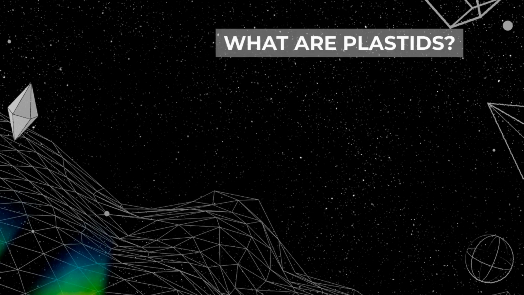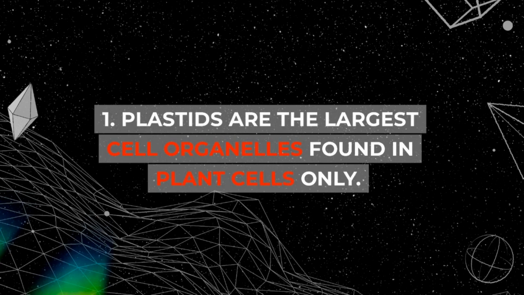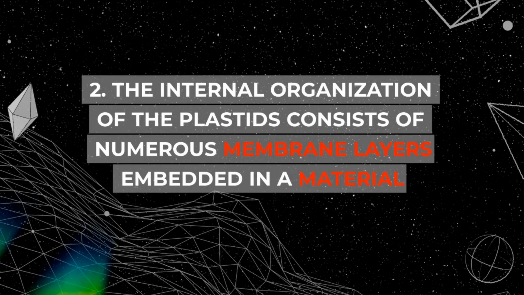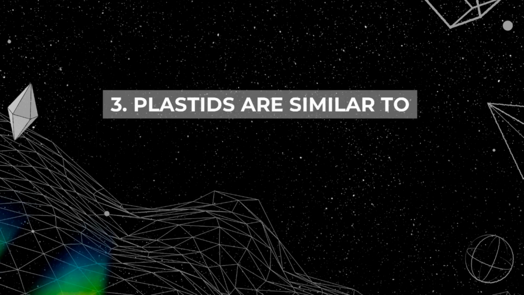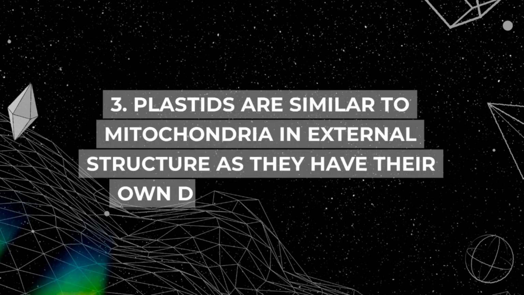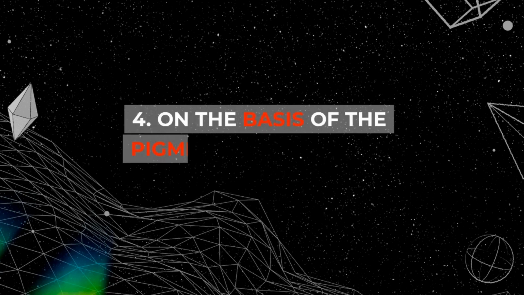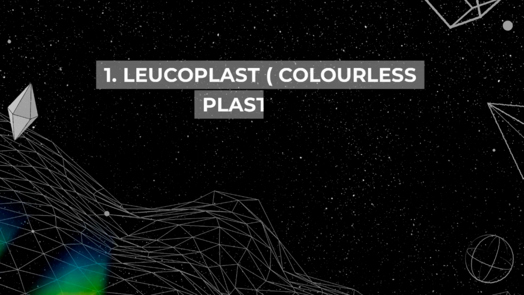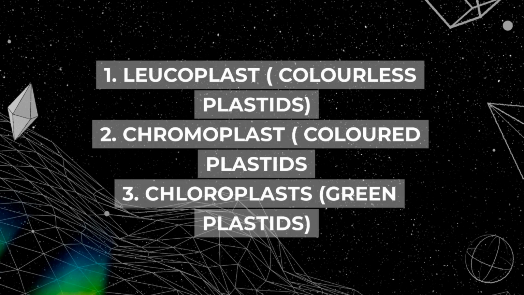What are plastids? 1. Plastids are the largest cell organelles found in plant cells only. 2. The internal organization of the plastids consists of numerous membrane layers embedded in a material called the stroma. 3. Plastids are similar to mitochondria in external structure, as they have their own DNA and ribosomes. 4. On the basis of the pigment, plastids are classified as: 1. Leucoplast, colorless plastids, 2. Chromoplast, colored plastids, 3. Chloroplasts, green plastids.